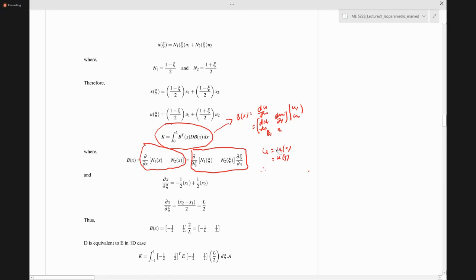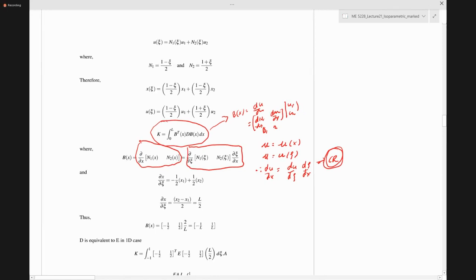Again, once more, let me repeat. U is a function of x. U is also a function of C. Therefore, du by dx equals du by dC times dC by dx. Do you agree to this? Yes or no? Chain rule. Unless you say yes, I cannot move. If you don't know the chain rule, I cannot help you.